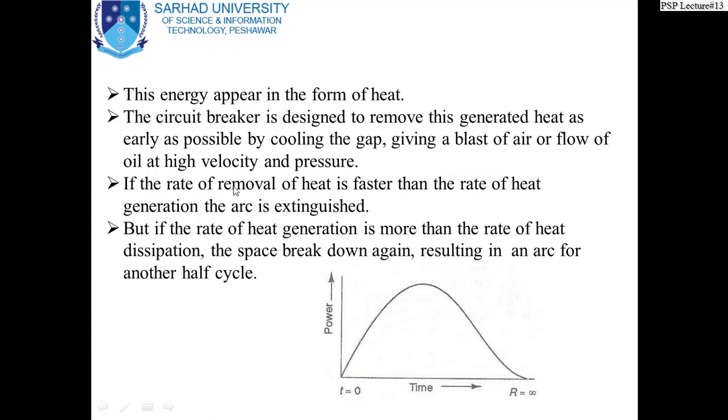If the rate of removal of heat is faster than the rate of heat generation, the arc is extinguished. But if the rate of heat generation is more than the rate of heat dissipation, the space breaks down again, resulting in an arc for another half cycle.